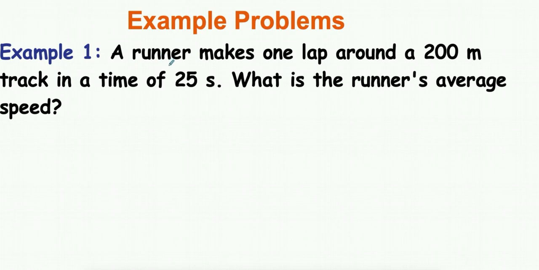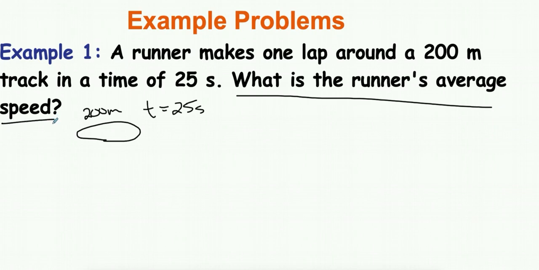So a runner makes one lap around a 200-meter track in a time of 25 seconds. So let's do this. This will be like an indoor track. Pretty terrible ellipse. 200 meters, time is 25 seconds. Average speed. So what's the runner's average speed?